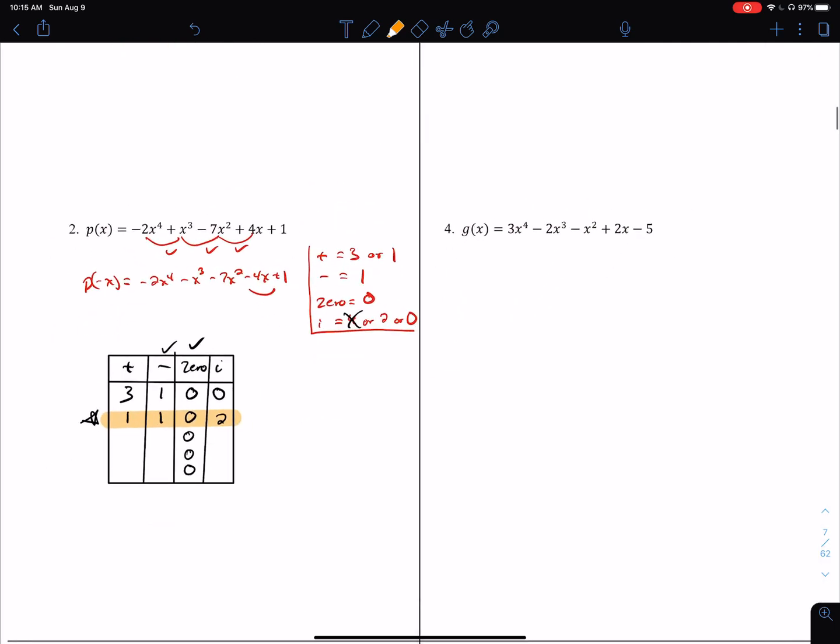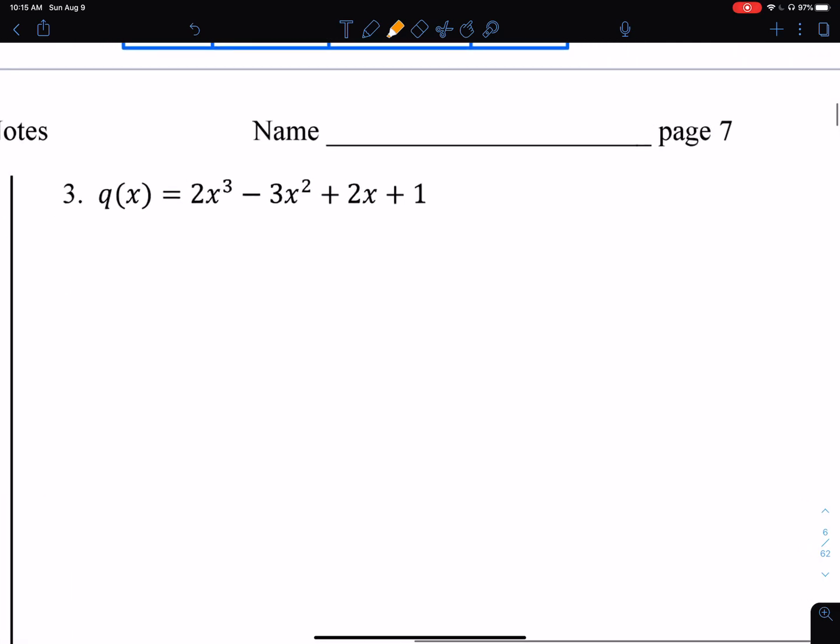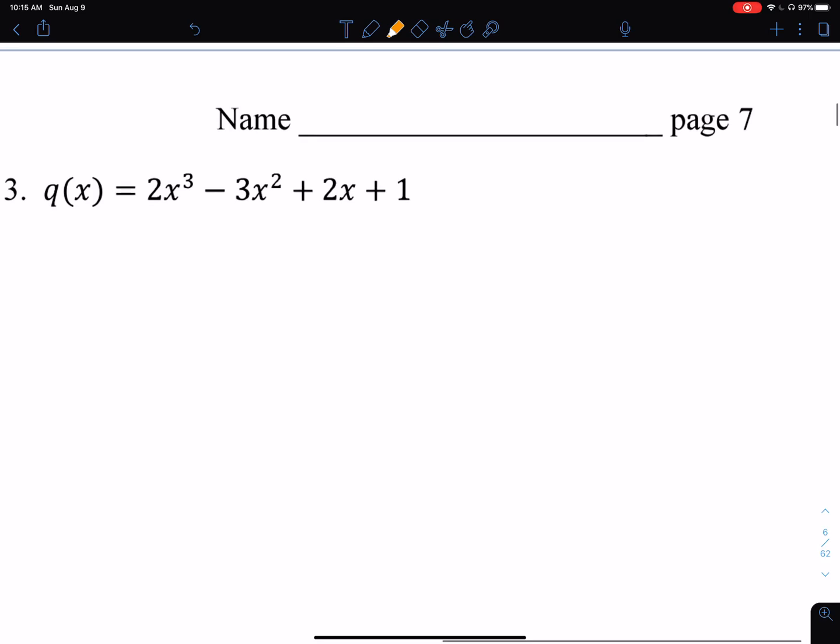All right, we got 2 more of these little fellas. Always make sure that these terms are in descending order. I haven't mentioned that for a while because they've always been that way, but they won't always be that way. How many sign changes? 1, 2. So as far as positive real zeros go, there's 2 or none.